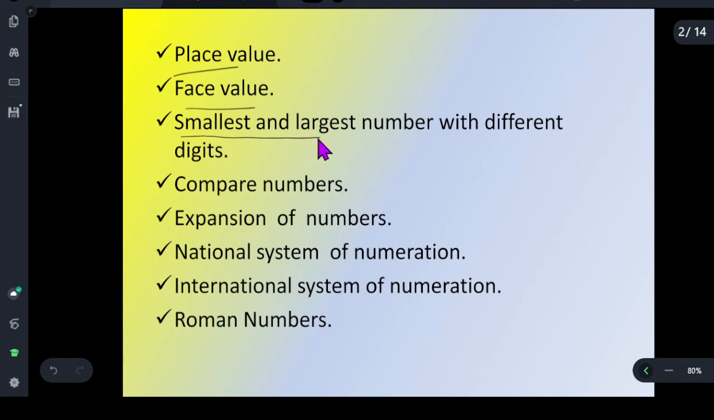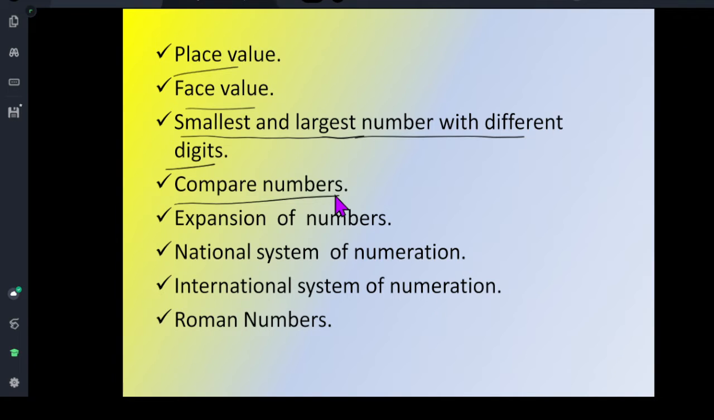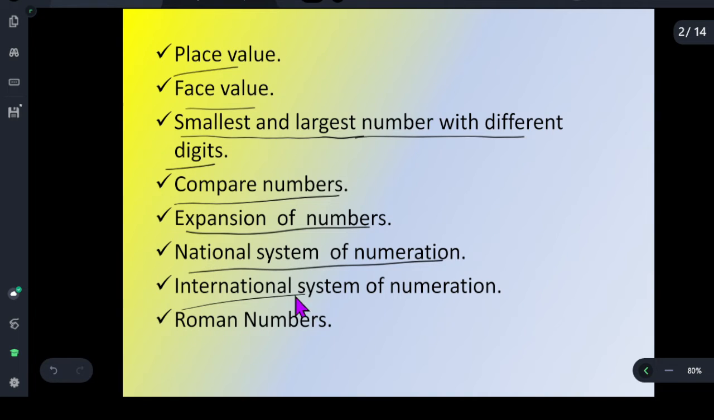Smallest and largest, sorry, greatest number with different digits, compare numbers to compare two different numbers which is greater or smaller, expansion of numbers, national system of numeration, international system of numeration, and Roman numbers.